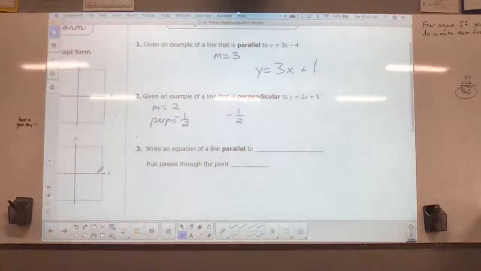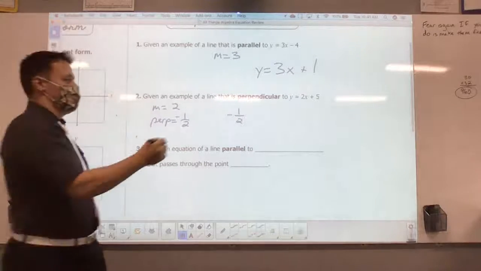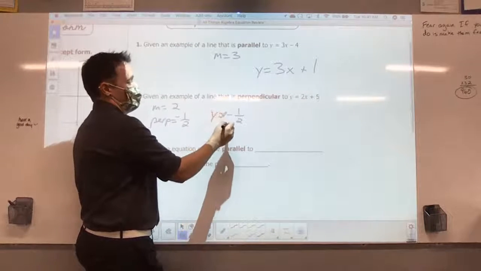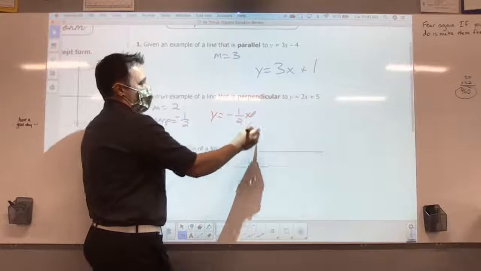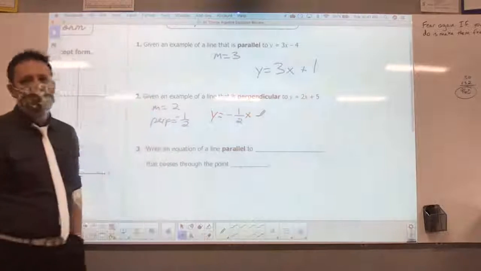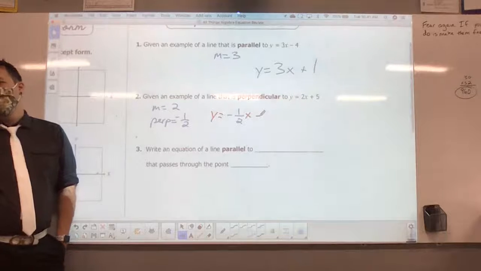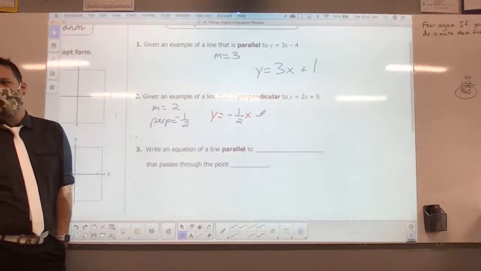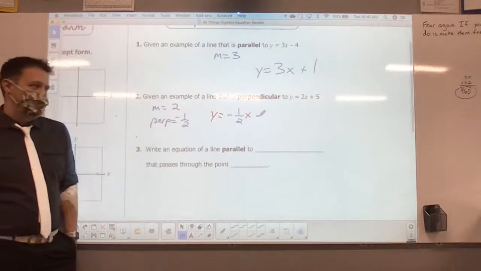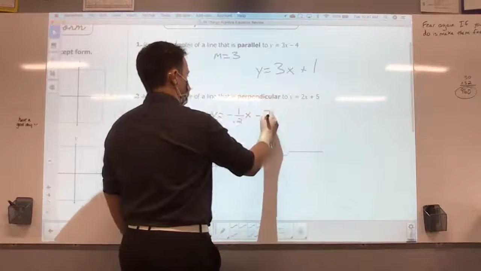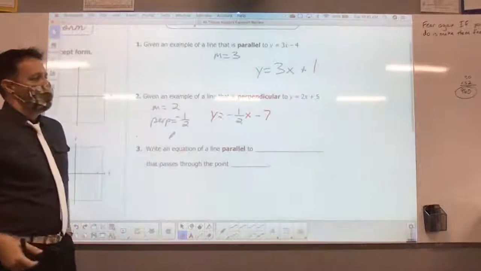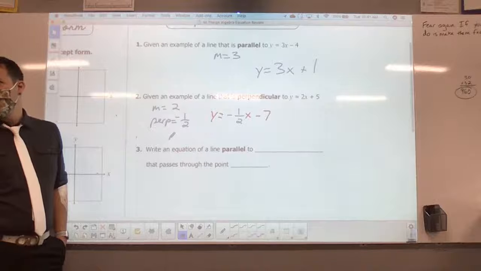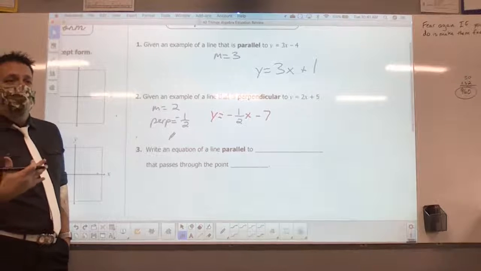So now, does anything else matter? No, it's y equals, you put an x right here, and then we'll go minus. Ms. Fitzsimmons, what is your favorite number? 7. Thank you. There we go, 7. That'll be perpendicular. The only thing that matters are the slopes.